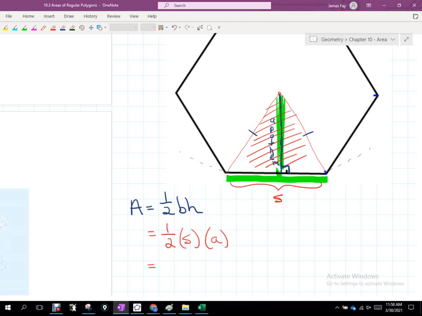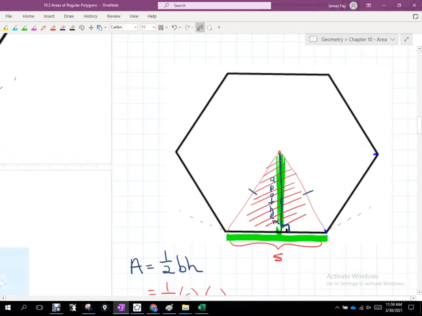But the 6 would change to a 5, right? If I want to go to a square, the 6 would change to a 4. If I wanted to go to an octagon, for example, the 6 would change to an 8, right? But it would be the same exact procedure. So let's say that even though the picture I'm using here is a hexagon, let's just say it was an n-gon. Okay?